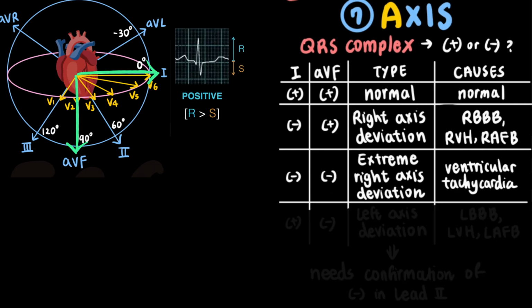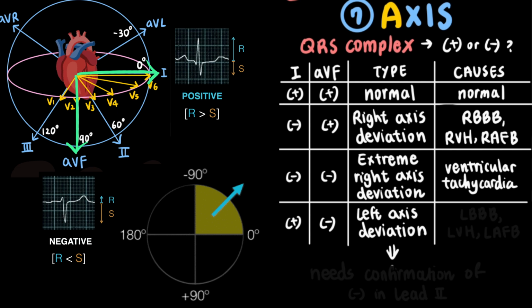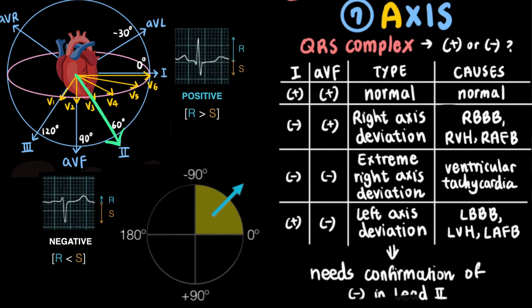If lead 1 is positive but lead aVF is negative, that's a left axis deviation. This can be seen in left bundle branch block, or LBBB, left ventricular hypertrophy, or LVH, and left anterior fascicular block, or LAFB. However, to confirm left axis deviation, you also need to make sure that lead 2 is negative.